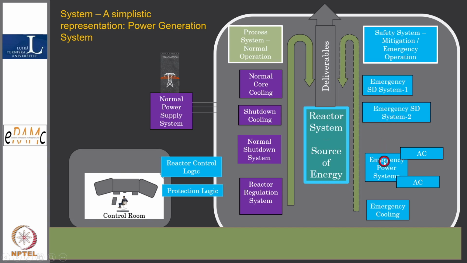And then a similar thing with the power supply. There should be an emergency power supply system, it could be AC or it could be DC. I am sorry, here it should be DC. So, DC and AC power supply should be there for the emergency power requirement of the plant. And then the emergency cooling system: if the normal cooling system fails, then there should be an emergency cooling system. First is the shutdown cooling system and then the emergency cooling system. These two things should be there.